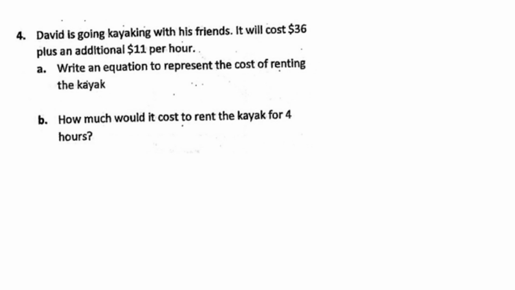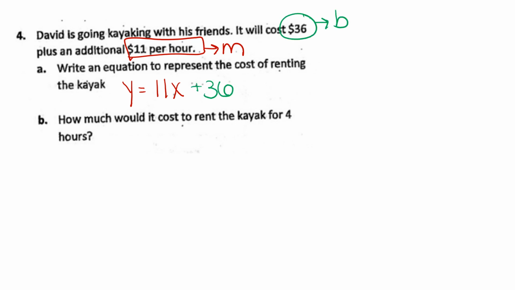Number 4, David is going kayaking with friends. It will cost $36 plus an additional $11 per hour. So our key word is our per hour, which is our rate of change. So our equation starts off with y equals 11x, $11 per hour. The plus b value is going to be the $36 fee that we have to pay first before we can go kayaking.